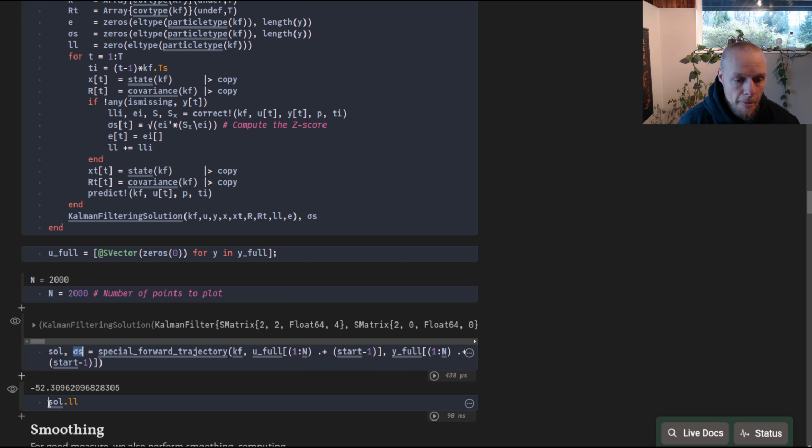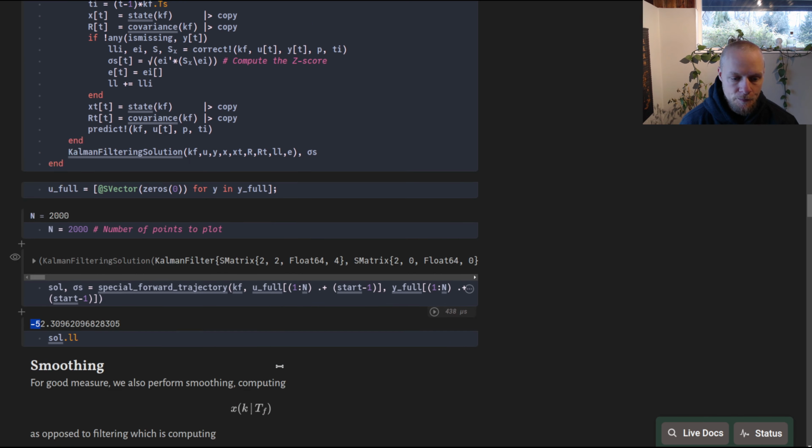And one field of this solution structure is called LL for log likelihood. So the Kalman filter computes the log likelihood while it performs the filtering. And we will use this value later to optimize some of the parameters of the filter. Try to maximize this number.